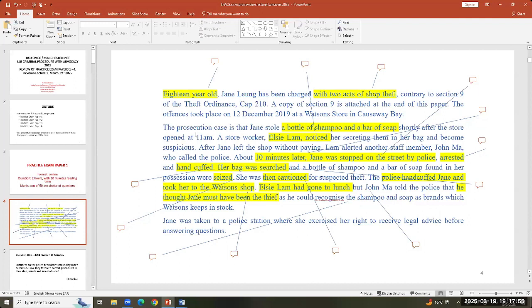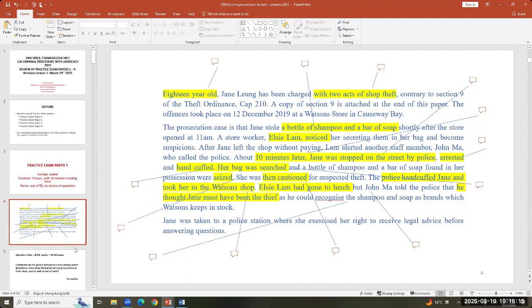She was then cautioned for suspected theft. The police handcuffed Jane and took her to the Watson's shop. Elsie had gone for lunch, but John told the police he thinks Jane must have been the thief, as he could recognize the shampoo and soap as brands which Watson's keeps in stock. She's taken to a police station where she exercises her right to receive legal advice before answering questions.